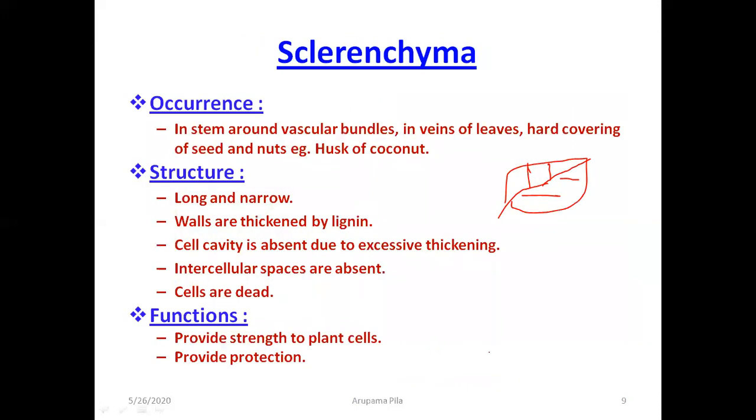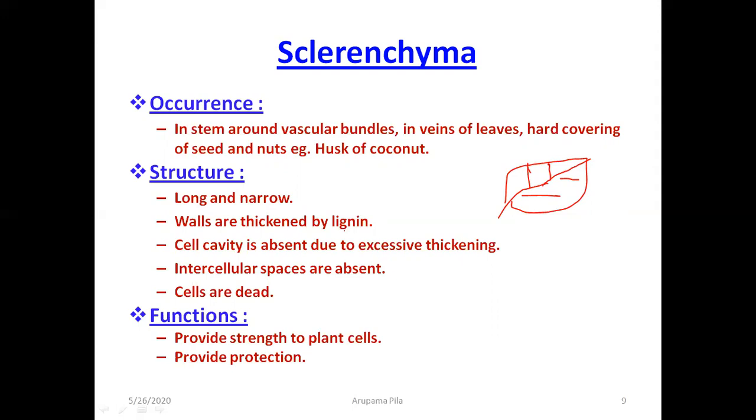Then let's come to the structure. They are very long and narrow. The sclerenchymatous cells may be long and they are very narrow. Okay, and their walls are thickened by lignin. Now what is this lignin, which is present and which is making the parts of the plant thick?